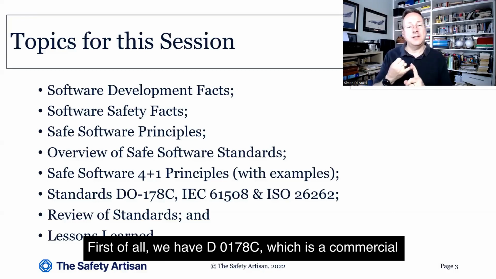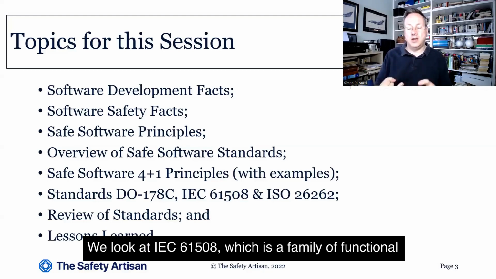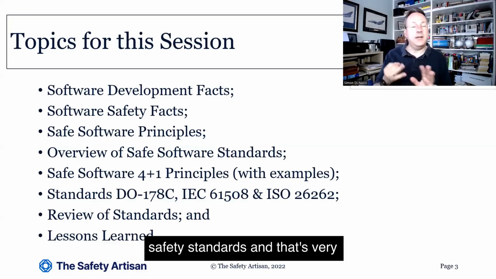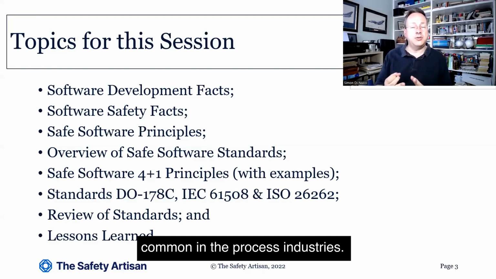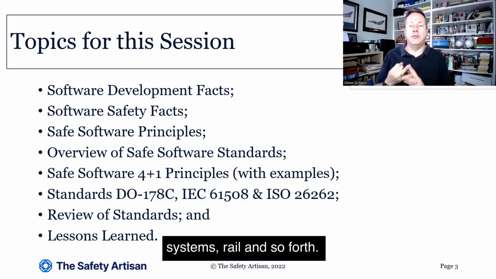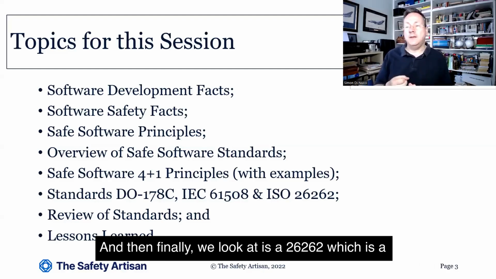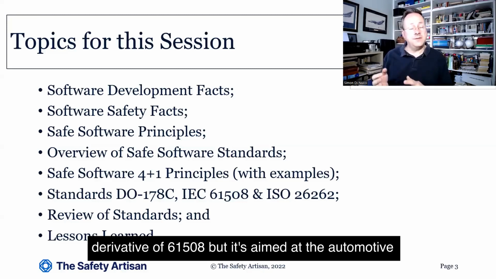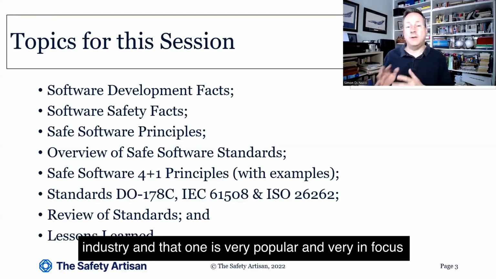So first of all, we have DO178C, which is a commercial aviation software standard. We look at IEC 61508, which is a family of functional safety standards, and that's very common in the process industries, and also there are versions for safety instrumented systems, rail and so forth. And then finally we look at ISO 26262, which is a derivative of 61508, but it's aimed at the automotive industry, and that one's very popular and very in focus at the moment.